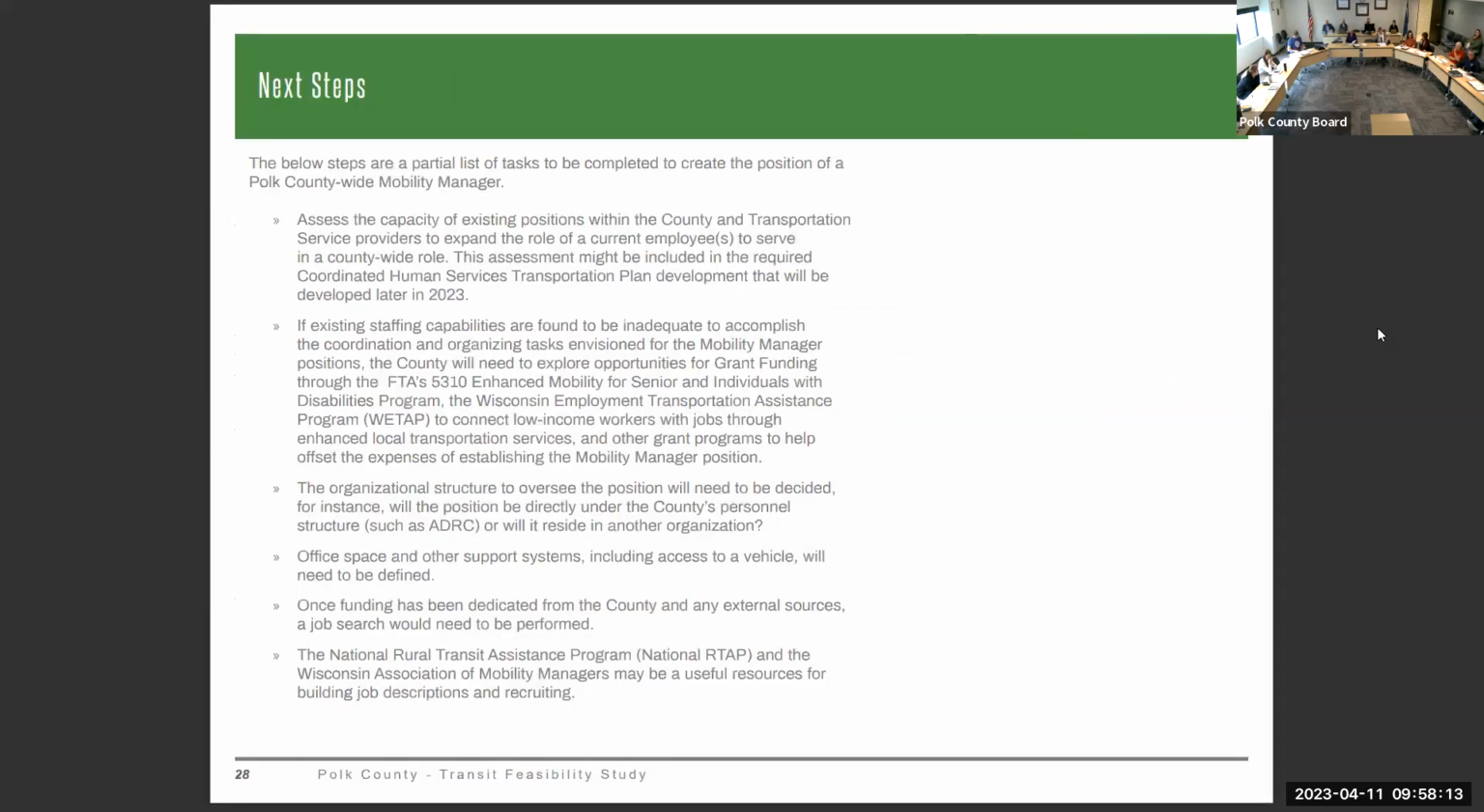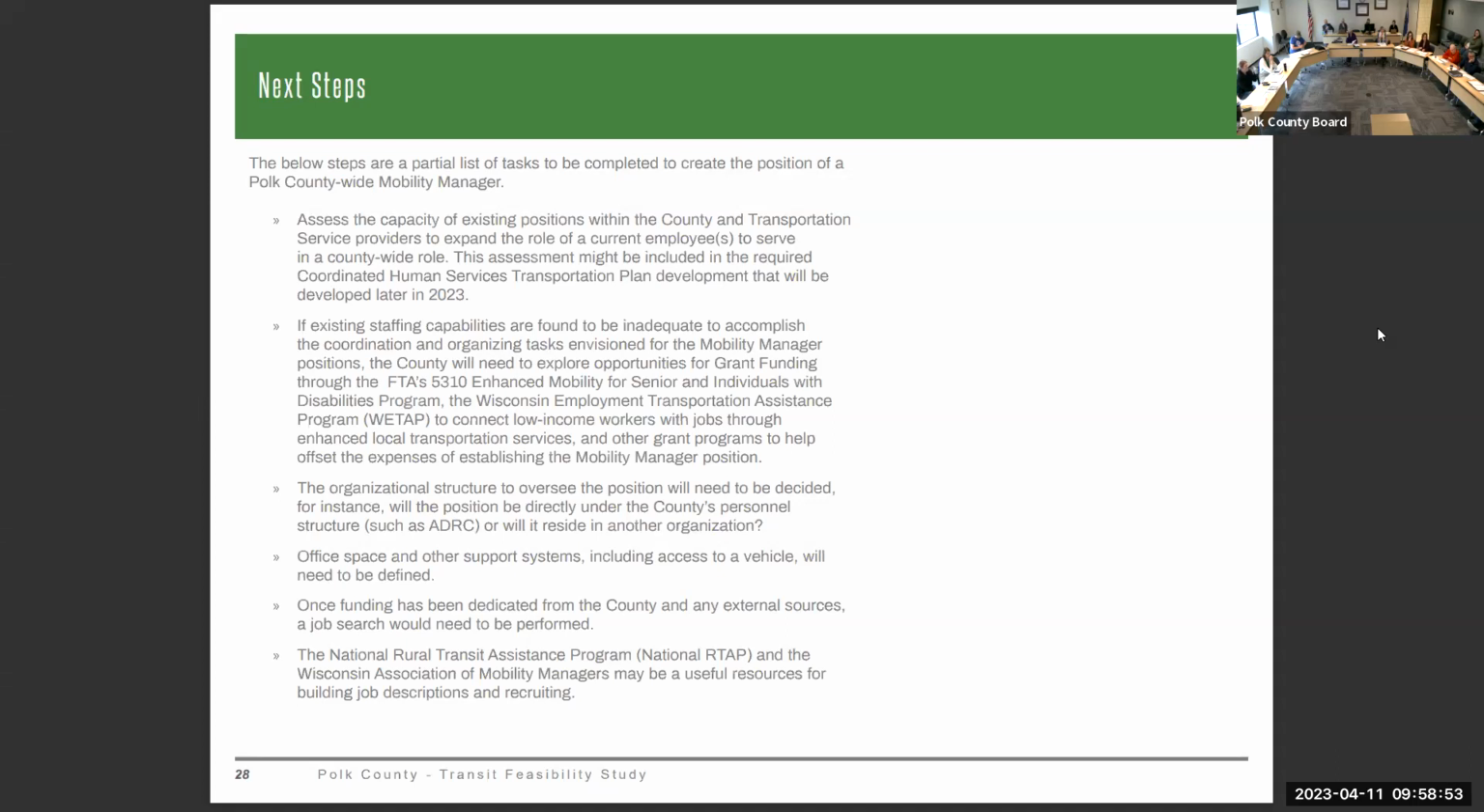Read that more carefully. So next steps. Partial list of the tasks to be completed to create the position and assess the capacity of existing positions. We've already been through some of that. There are two people with the title of mobility manager that operate at least partially in the county. Both of those are dedicated to the organizations that they work in. SIL, the Center for Independent Living in Western Wisconsin, has a mobility manager. I actually sit on the board there. And so I talked to the transportation manager and they are already tapped out.